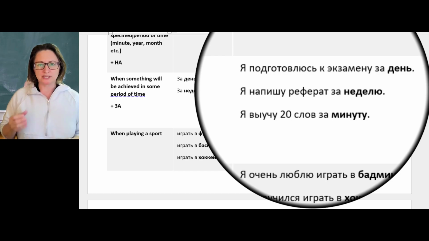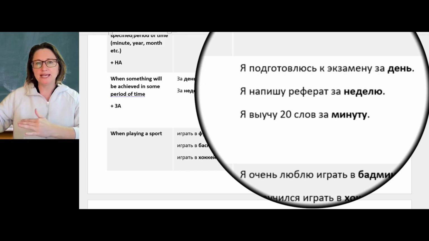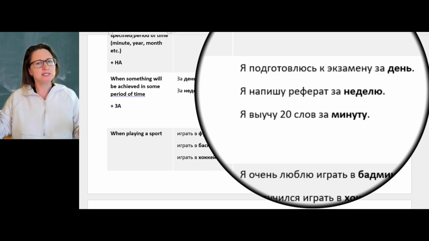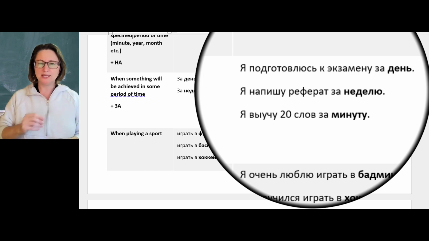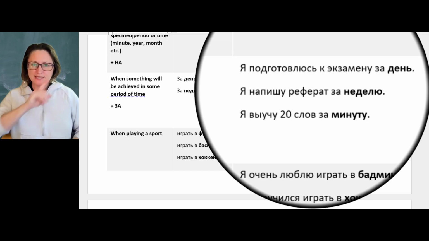Я подготовлюсь к экзамену за день. I'll get ready for this exam in a day. Total accomplishment, underscored with за plus accusative. If I say I've been preparing or I will be preparing for this exam for a whole day, that would be just я буду готовиться к экзамену целый день. Just accusative. But if I want to underscore my achievement of getting it done in one day, that will be за plus accusative. Я подготовлюсь к экзамену за день.